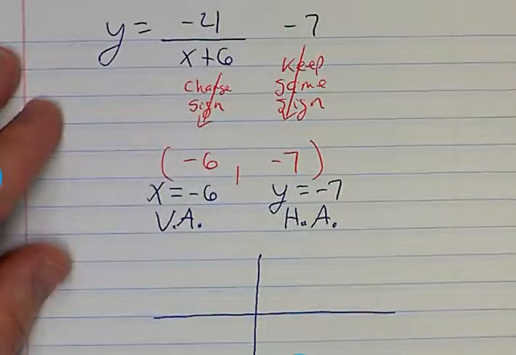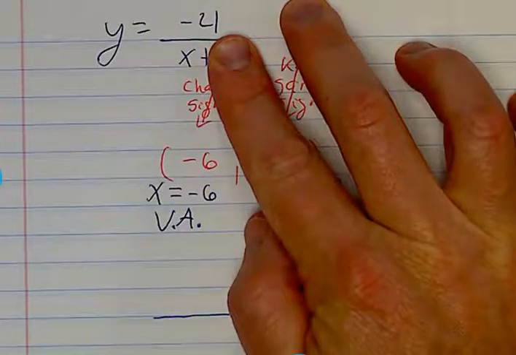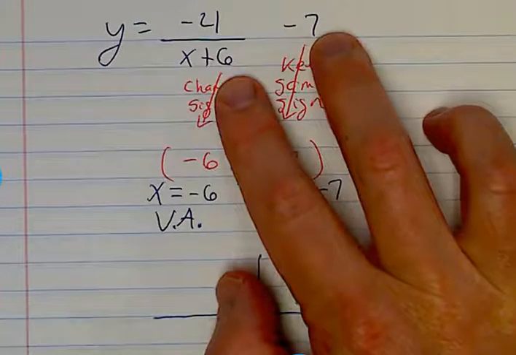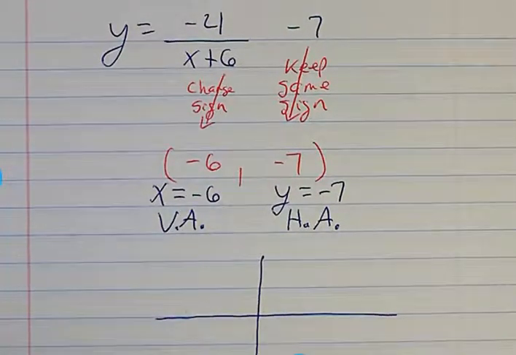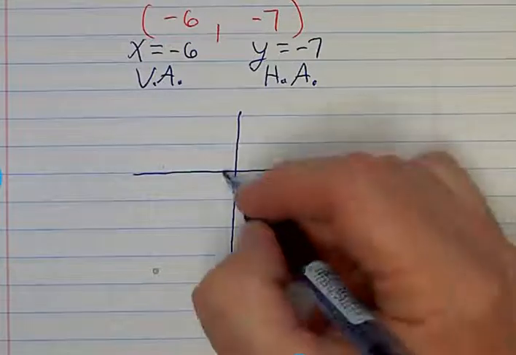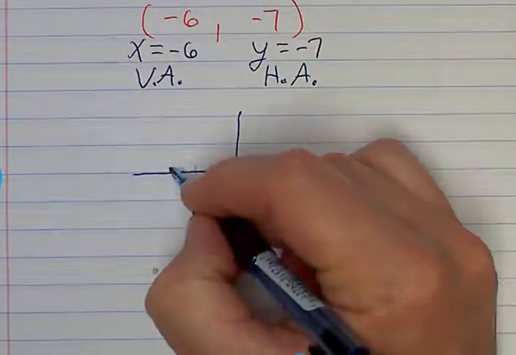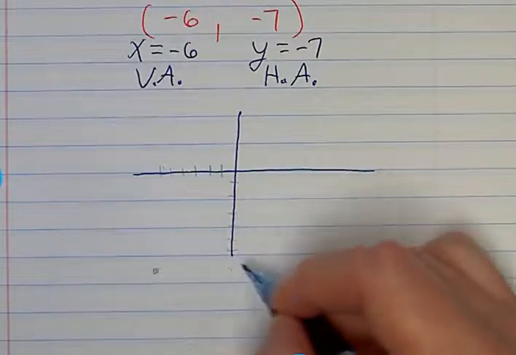Now if there was nothing else here, if it was just negative 4 over x, we would start at 0, 0. But these two numbers tell you we're shifting this graph. Instead of starting at 0, 0, now we're going to go to negative 6, negative 7. So negative 6, 1, 2, 3, 4, 5, 6, and we're going to go down 1, 2, 3, 4, 5, 6, 7.